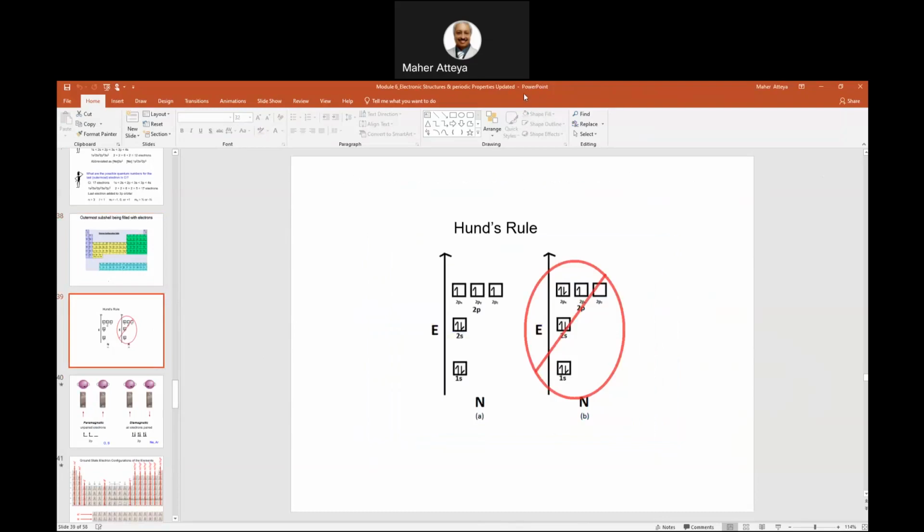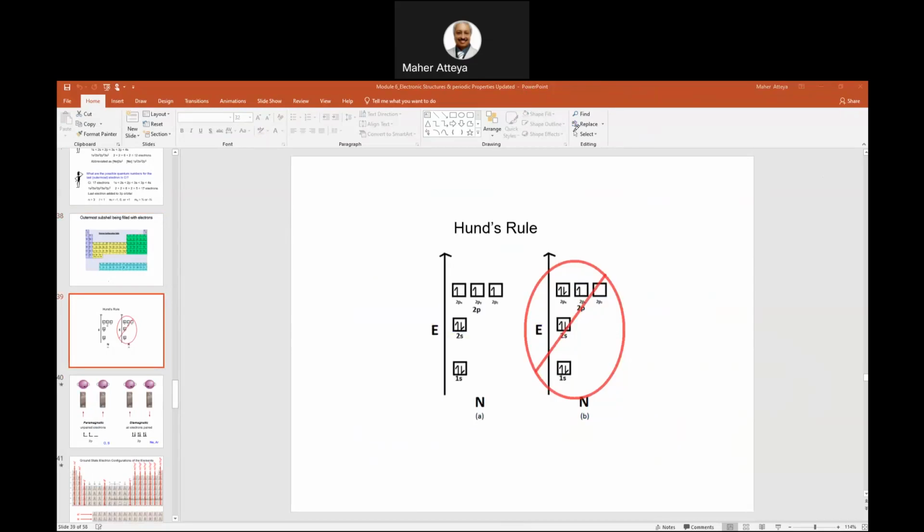This is the second rule. The first rule is Pauling. Pauling says an orbital can carry a maximum of 2 electrons. And the second condition for Pauling is that they have to have opposite spin: one's up, the second one is down.